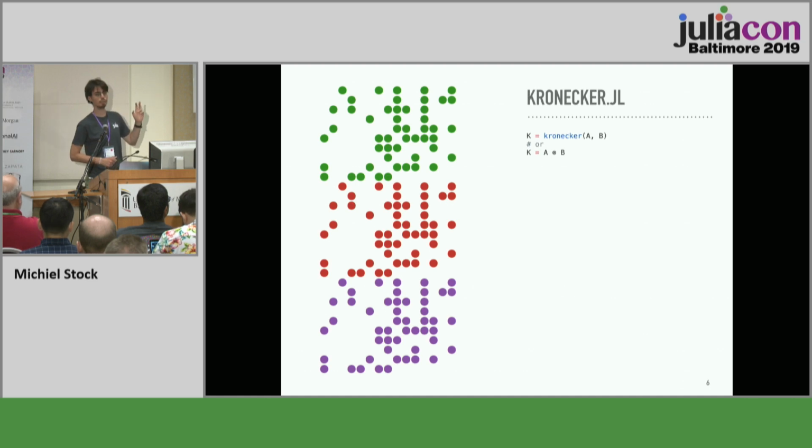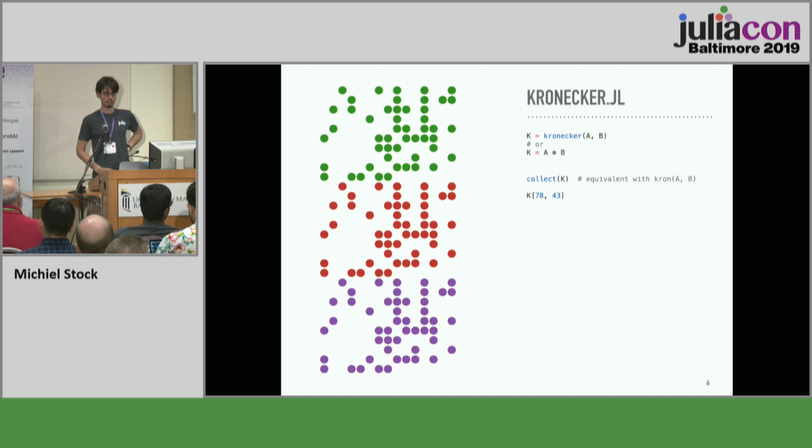So we can use the function kronecker to compute this lazy Kronecker product or generate this lazy structure. Or if that's your thing, you can make it feel more mathematical by using Unicode, so the symbol for the Kronecker product. If you do collect, you can generate all this matrix explicitly.